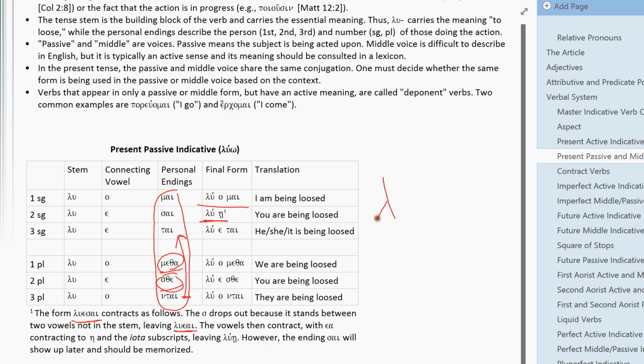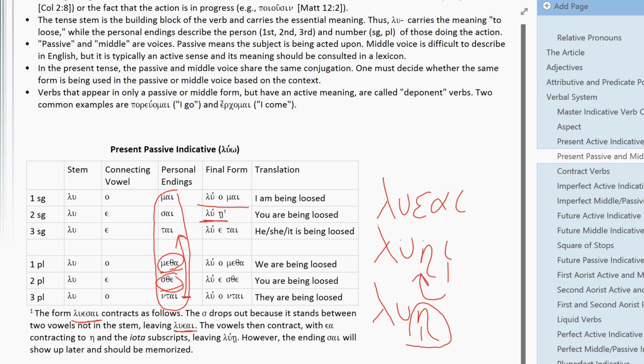So you have luei, then the epsilon alpha contracts to an eta, and you still have the iota there. And then that iota does not want to hang out on the end, so it just goes and hides under the eta, and you're left with luei. So the actual ending is sai, but then when it contracts, this is what it ends up looking like.